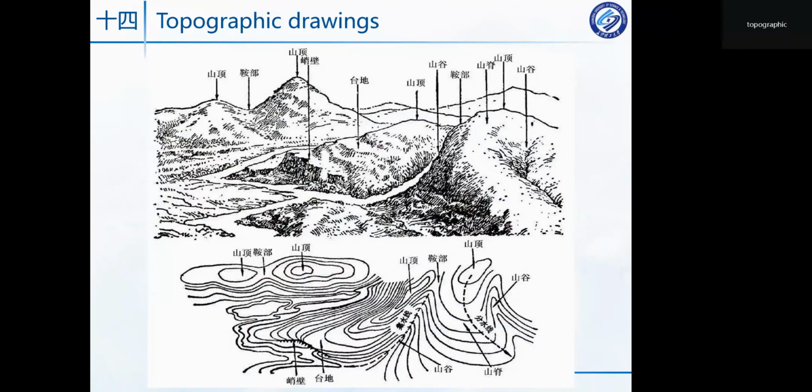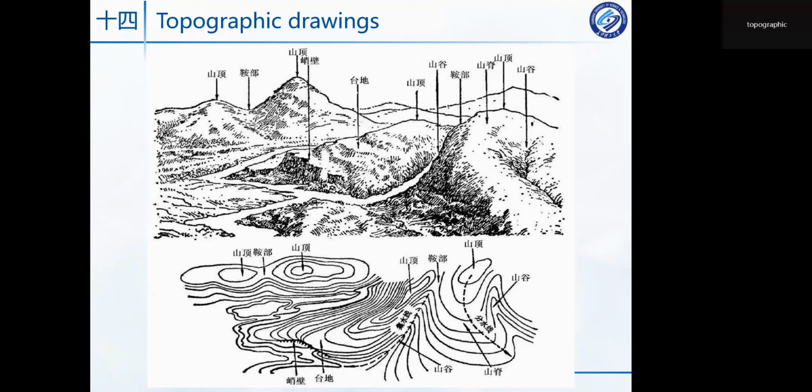Okay, so now let me show you the features of the contour maps. Here you can see several mountains and rivers, and here is a cliff and here is a plateau. There is a top and here is a valley. Here is a valley and here is a ridge of a mountain. Each part we can see in the contour maps.